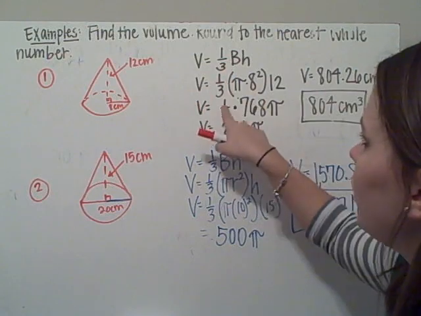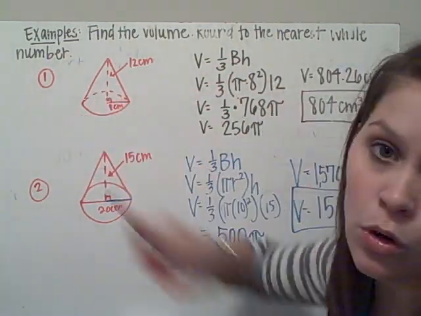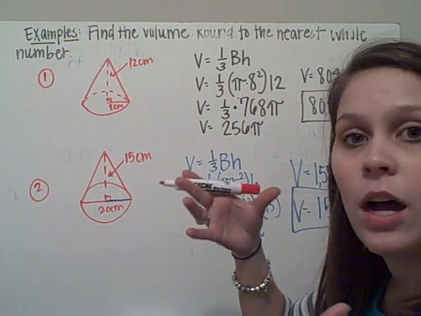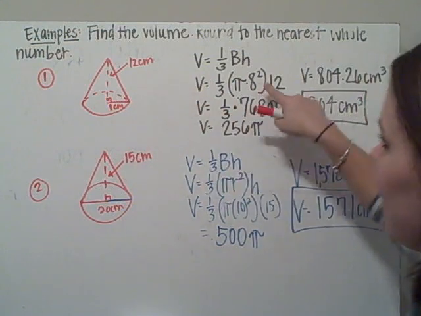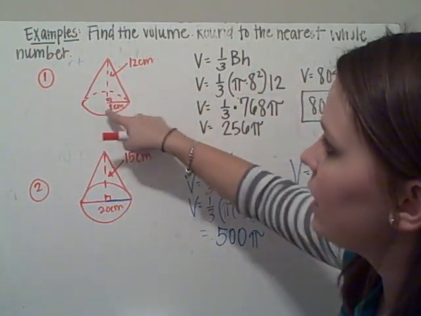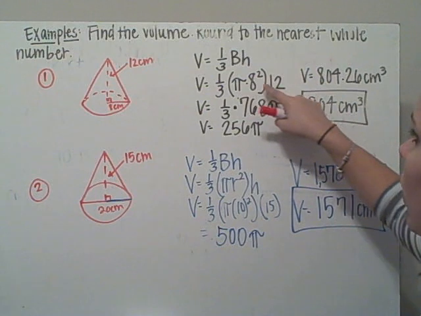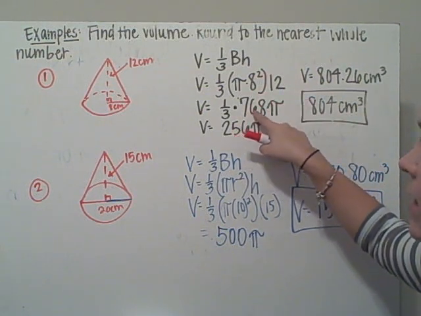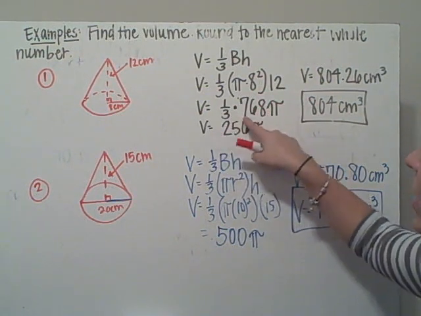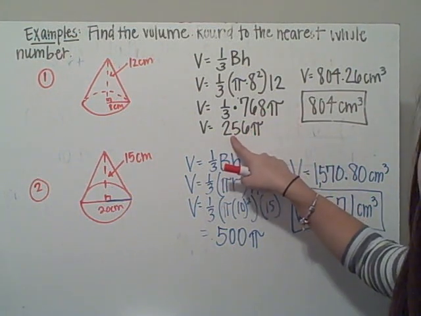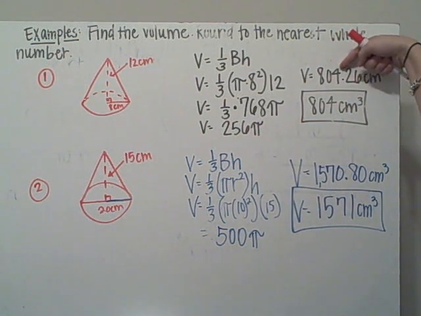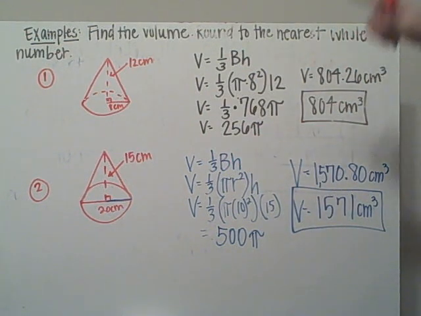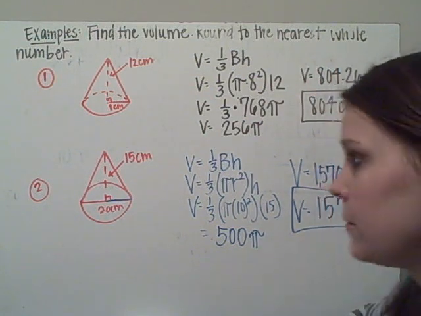So we have 1/3, the base is a circle. So the area of a circle is pi r squared. So we have pi times my radius is 8, so 8 squared, times the height of my entire cone, 12. Well, 8 squared times 12 is 768. 1/3 times 768 is 256 pi. When I multiply 256 and pi, I get 804 and 26 hundredths. Round that to the nearest whole number, we get 804 centimeters cubed.